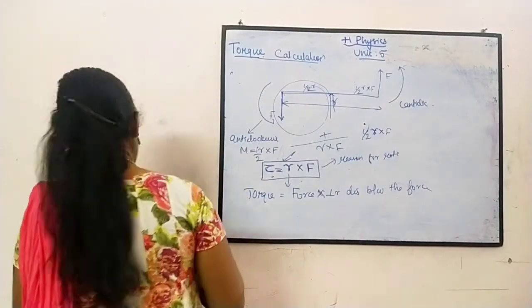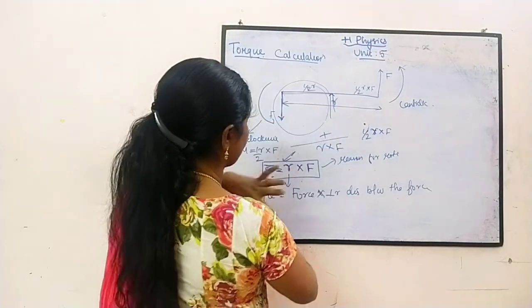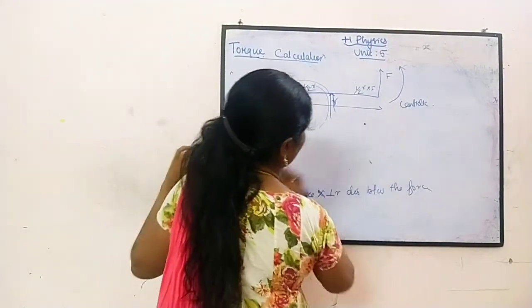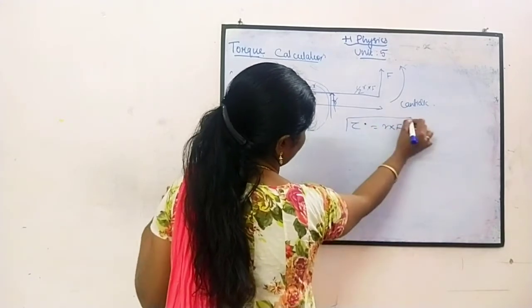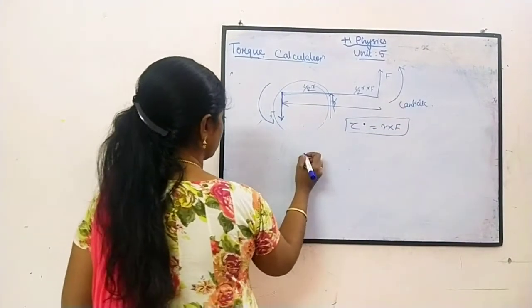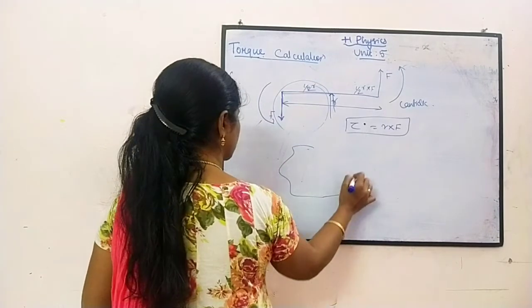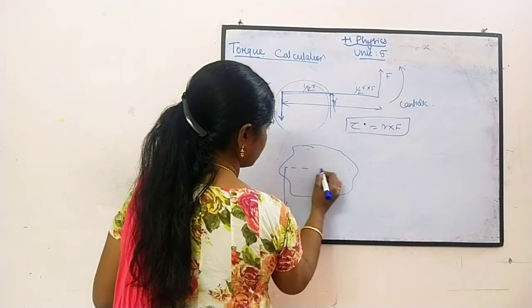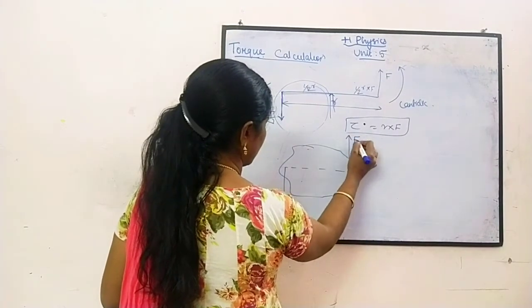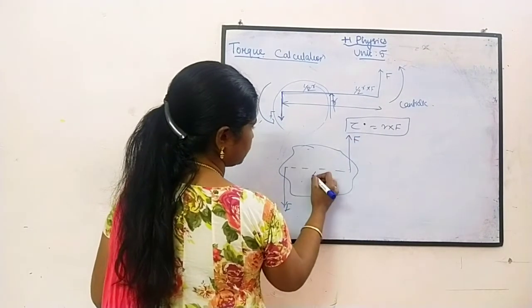Suppose you are finding it for some other body; I have just given an example for this one. For this one it is r cross F, and this is the magnitude I am giving. Suppose you take another body, this is one body, and I am applying a force here. Another force is here, so the distance between these two forces is d.